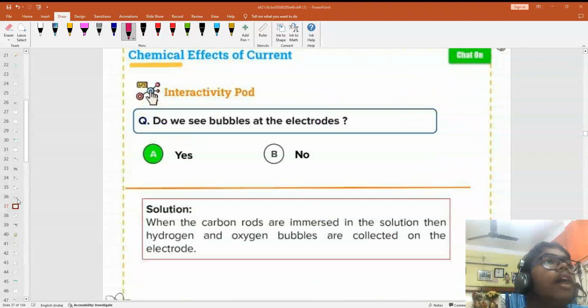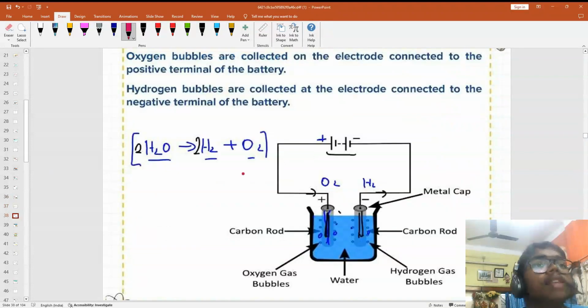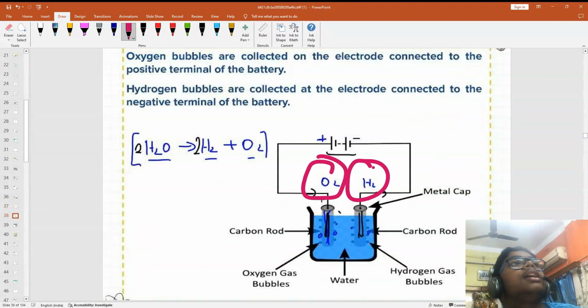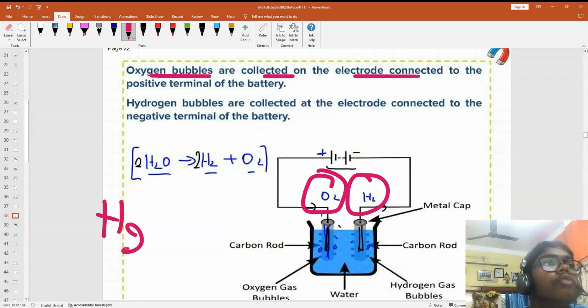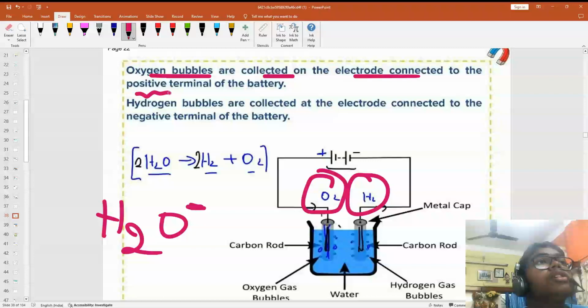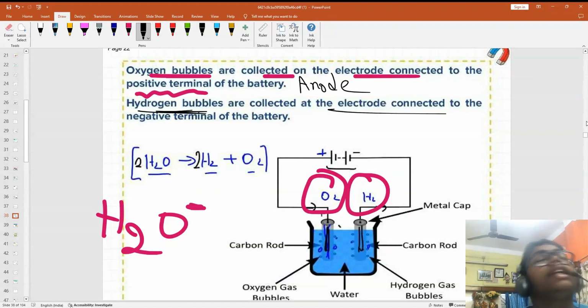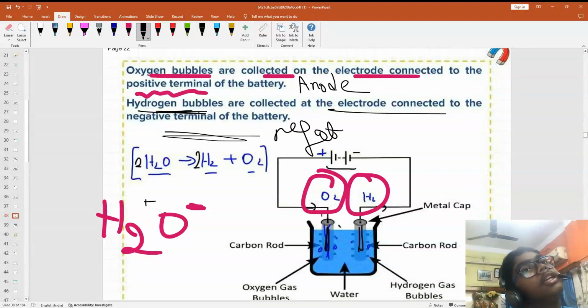Why will bubbles be seen? Because on one side oxygen is collected and on the other side hydrogen is collected. Oxygen bubbles are collected at the electrode connected to the positive terminal, because oxygen is negative, so it goes to the positive terminal. The positive terminal is known as what? Anode. Hydrogen bubbles are collected at the negative electrode, because hydrogen is positive, so it goes to the negative. Can you understand?